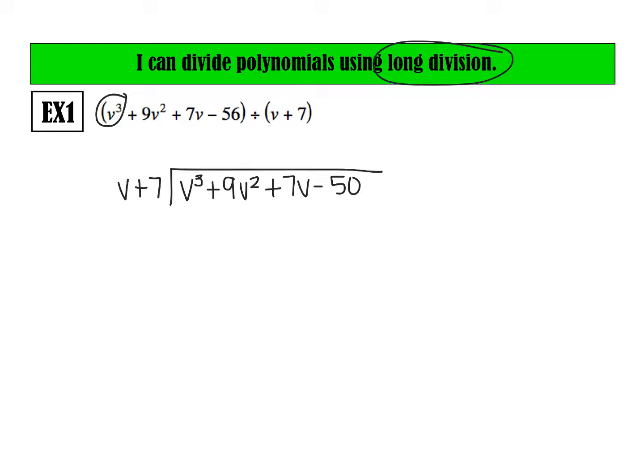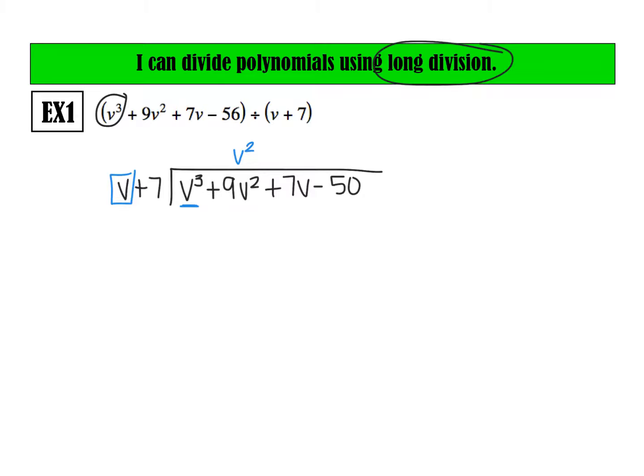Alright, so how I'm going to start this out is now I have a binomial, and I'm trying to get that binomial to go into this monomial. Well, just like before, I can't have 8 go into 5, so I have to go over one more. So I'm actually going to look at v plus 7 going into v to the third plus 9v to the second. To do that, I'm always going to look at the first number on the inside, and think, what could I multiply v by to make it look like v to the third? So what times v would give me v to the third? Well, that's v to the second.